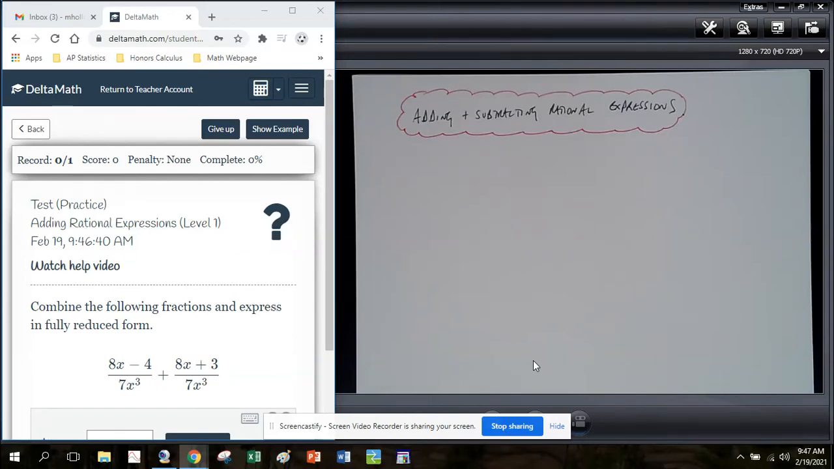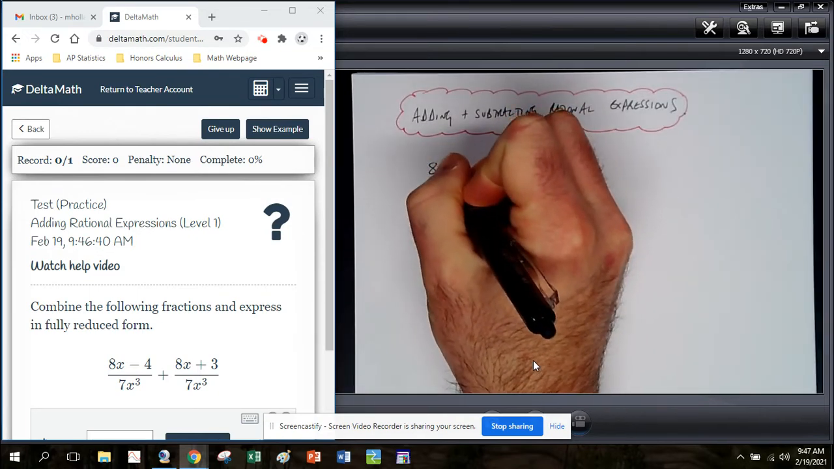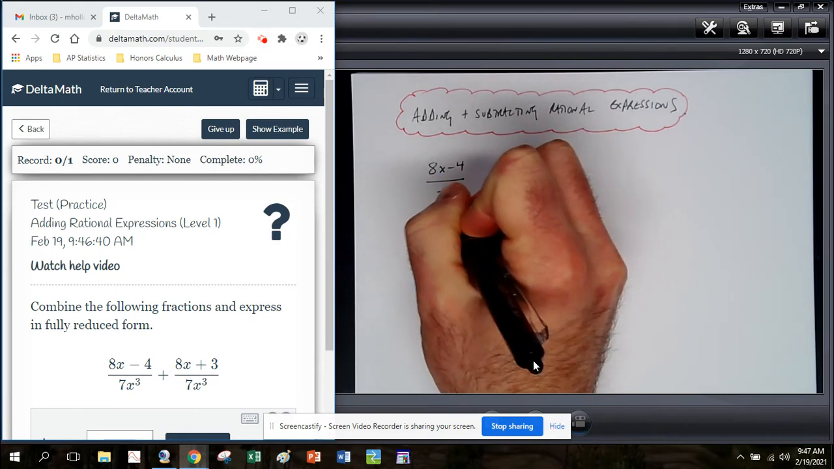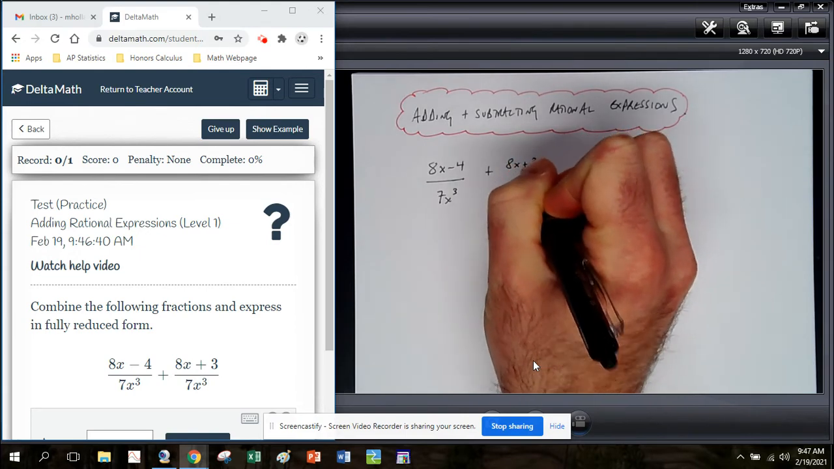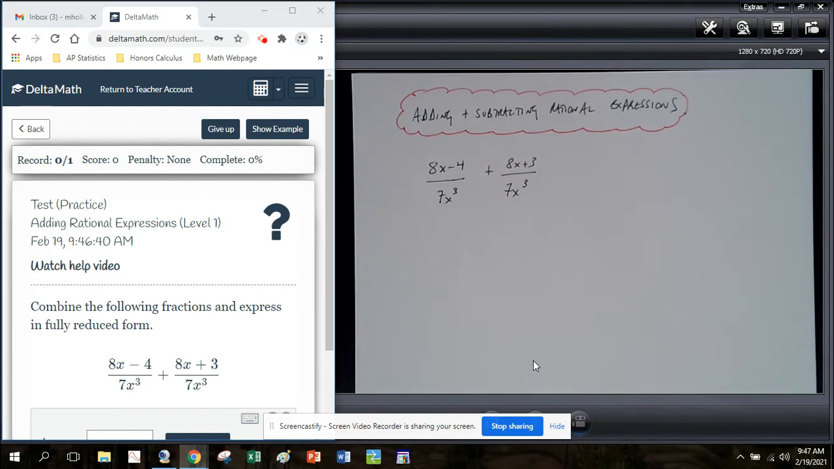Hey everybody! So in today's lesson, I'm going to show you how to add and subtract rational expressions. So if you look over on the left-hand side there, I've got one example set up for you. So I'm just going to go ahead and write this down. So we have 8x minus 4 all over 7x cubed, and then we're going to add that to 8x plus 3 all over the same denominator, 7x cubed.